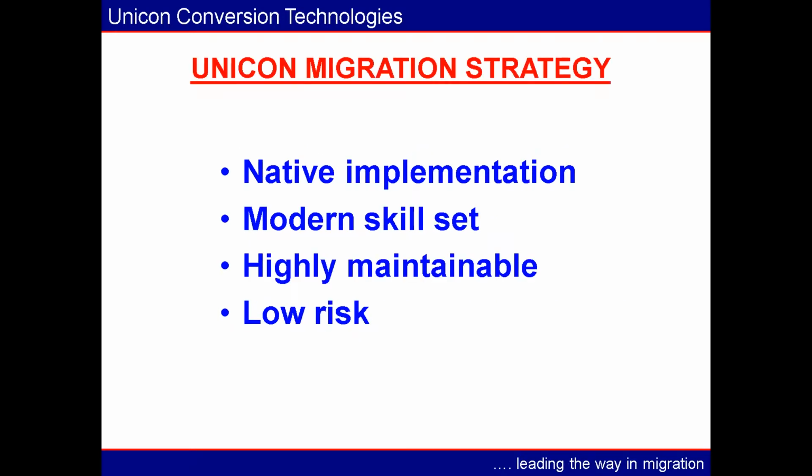The key elements to a UNICON platform migration project are: the migrated system must be a native implementation on the new platform. It must only require modern skill sets to enhance or maintain. It must be highly maintainable. It must be a low-risk project.